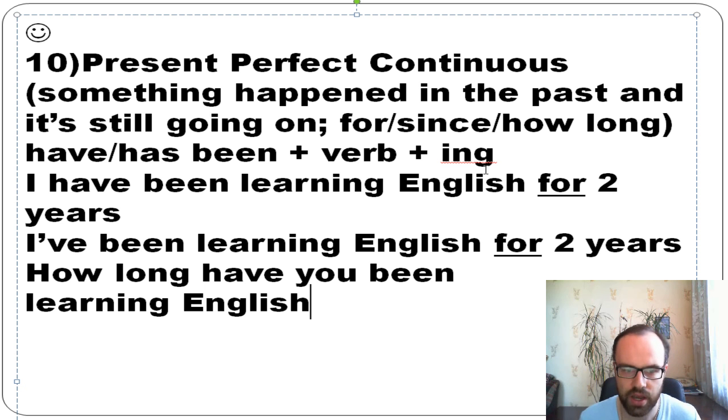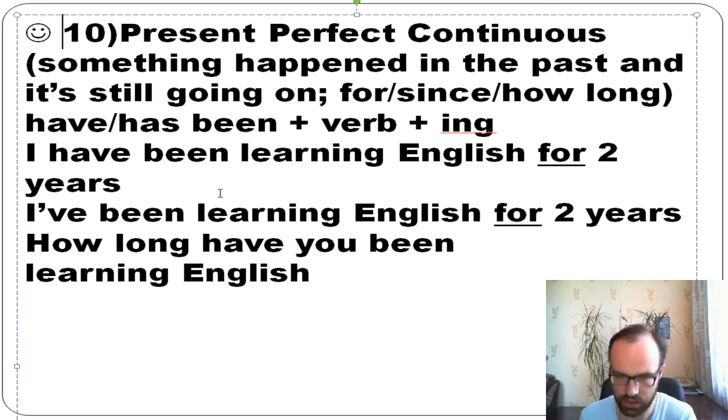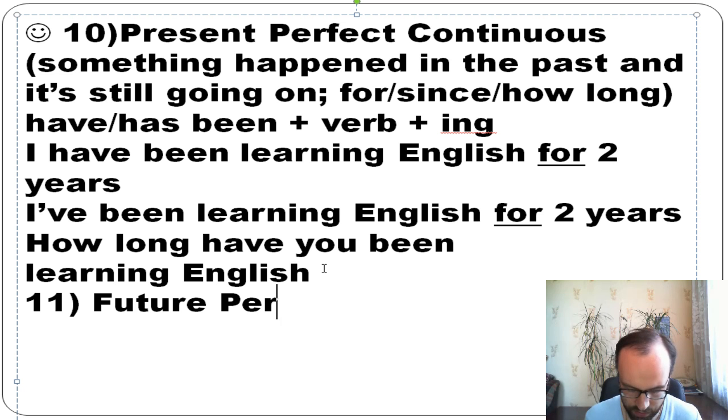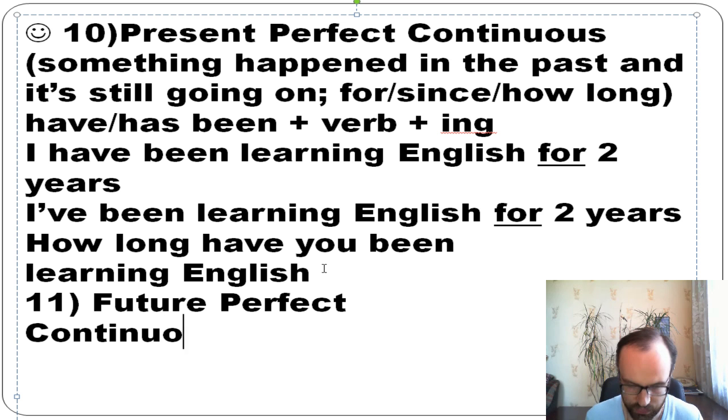All right, yeah, and two more tenses. So it's future perfect continuous.